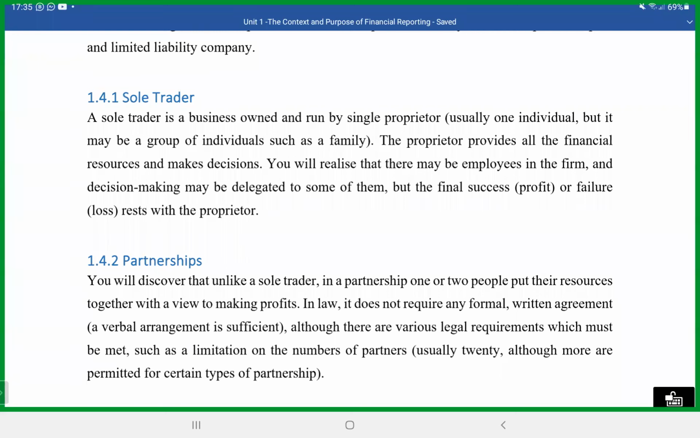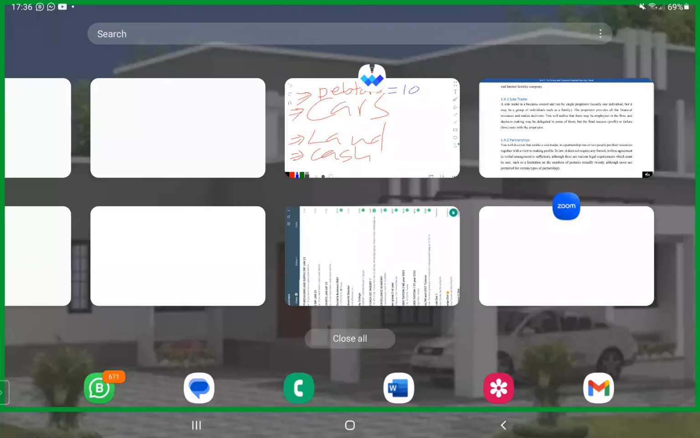Okay. Do we have any questions? Yes, sir. What's the advantage and the disadvantage of having this kind of business, a sole trader? Okay, thank you very much for that question. The question comes to the class. Class, what do you think are some of the advantages of owning such a business? Let's discuss a bit.